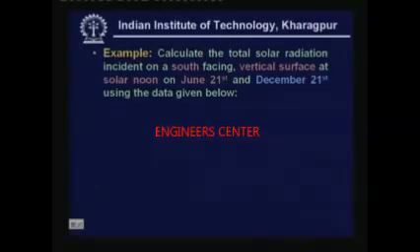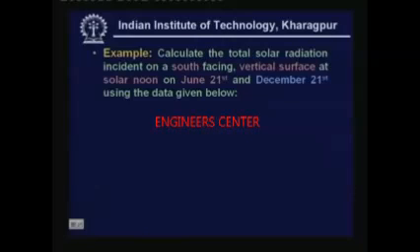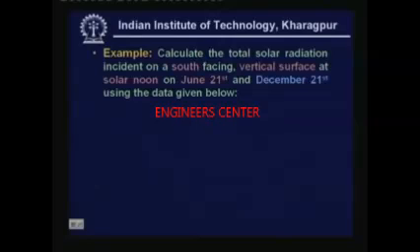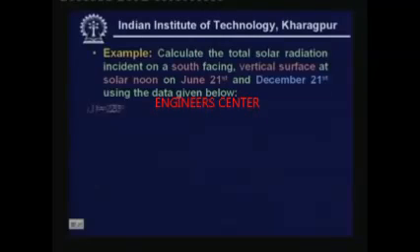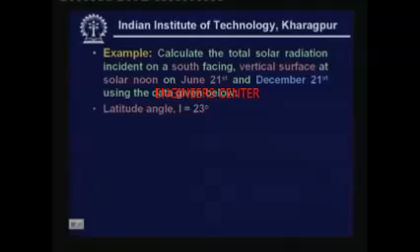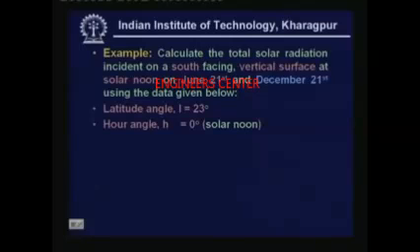south facing wall. The example is like this: you have to calculate the total solar radiation incident on a south facing vertical surface at solar noon on June 21st and December 21st using the data given below. The latitude angle is given to be 23 degrees and the hour angle is 0 degrees because it is at solar noon. Okay, this is not given, but you have to infer this from the given information.